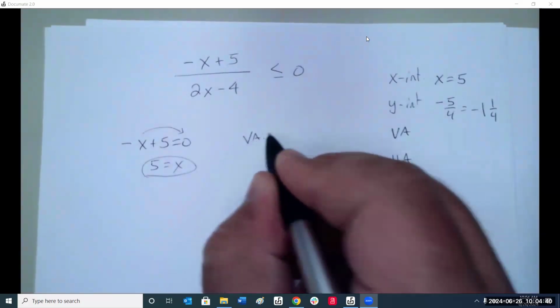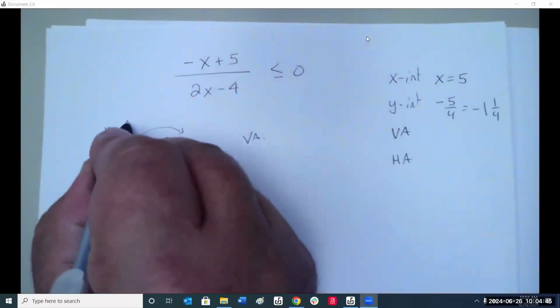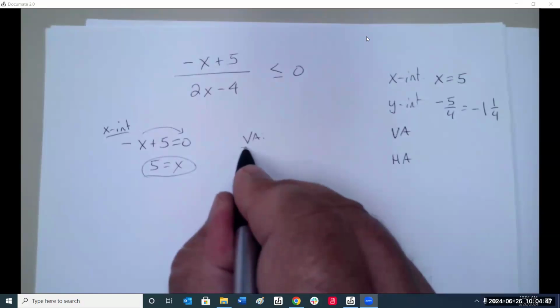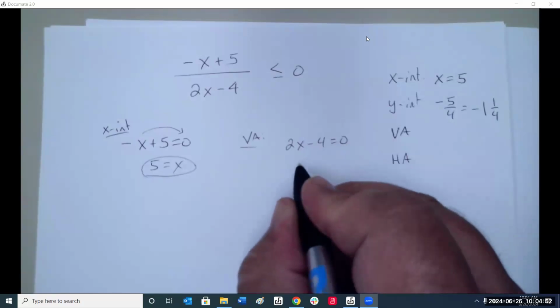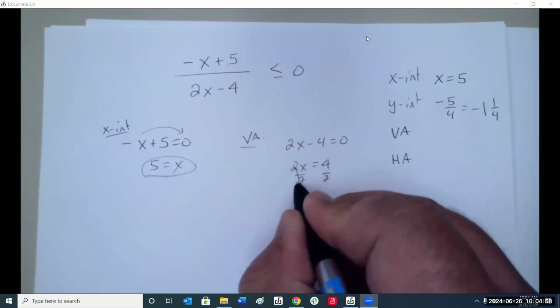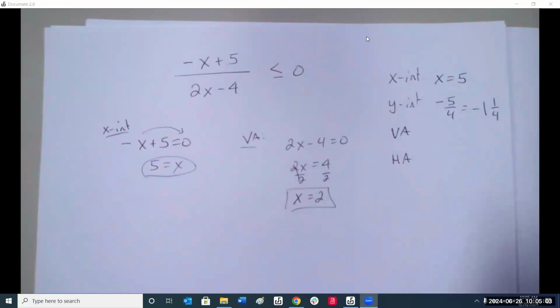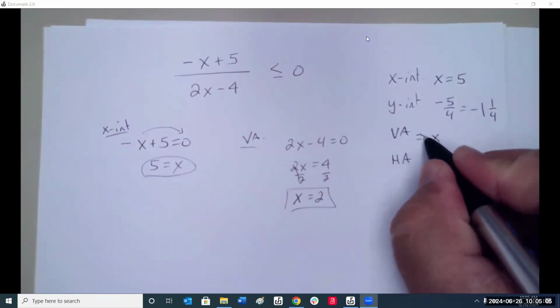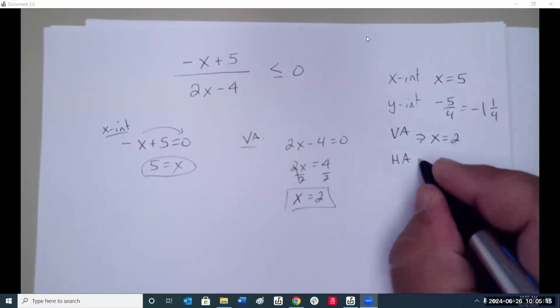The vertical asymptote, so we take 2x minus 4, set it equal to 0. 2x equals 4. x equals 2. The vertical asymptote is at x equals 2. What's my horizontal asymptote? Now it's -1/2.